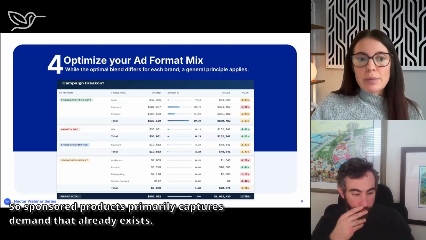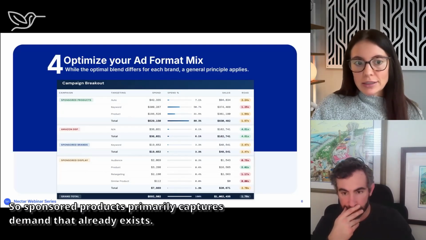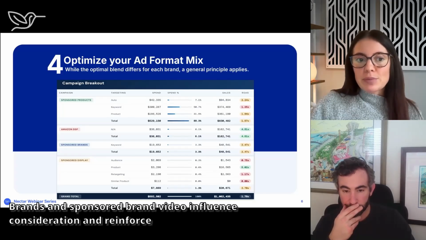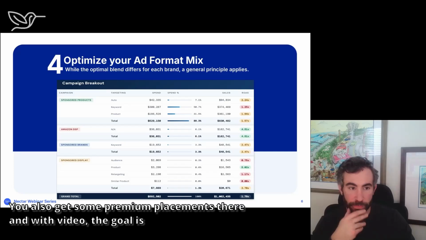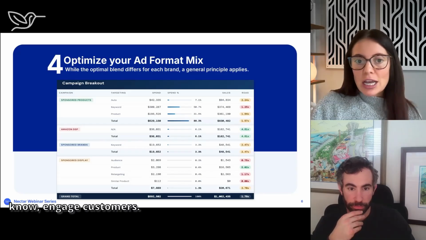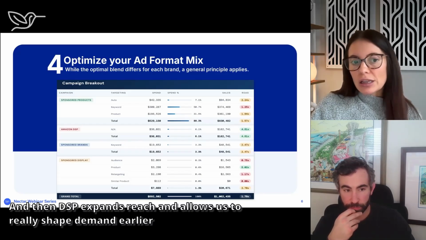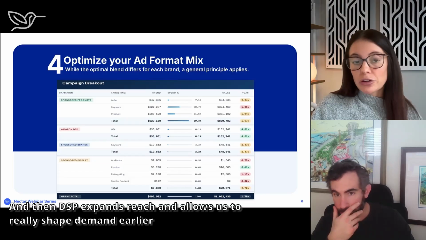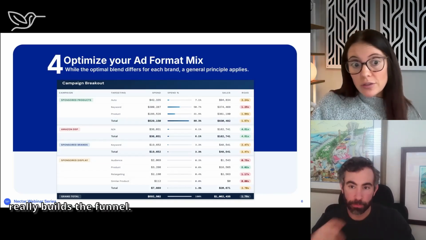But every ad format on Amazon really plays a different role in the customer journey. So sponsored products primarily captures demand that already exists. Sponsored brands and sponsored brand video influence consideration and reinforce brand positioning. You also get some premium placements there, and with video, the goal is typically to engage customers. And then DSP expands reach and allows us to really shape demand earlier in the funnel, really builds the funnel.